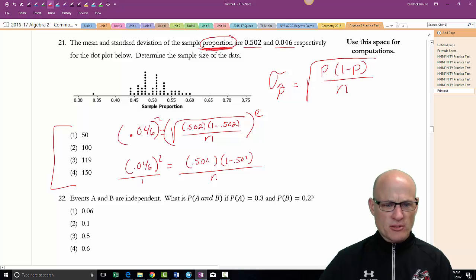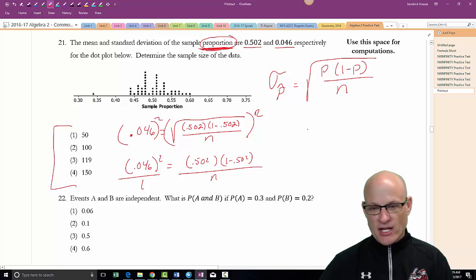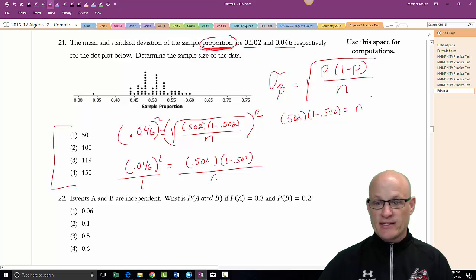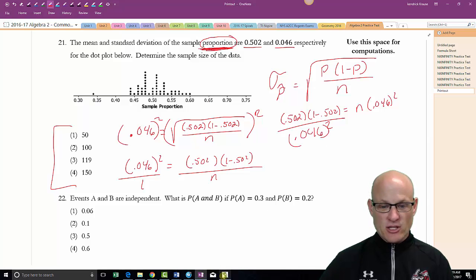Now if I just cross multiply, by the way, this is not necessarily the way I would have done this problem, but it is the way you can do it algebraically. So 0.502 times 1 minus 0.502 is equal to n times 0.046 squared. Divide by 0.046 squared. So that's what you're going to put in your calculator.